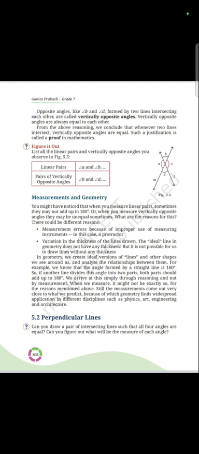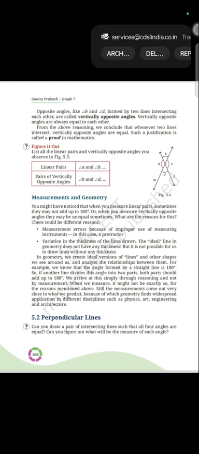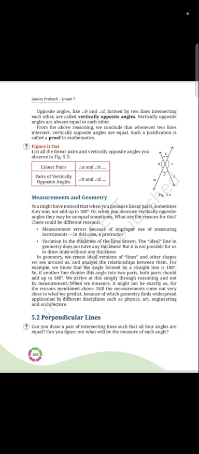Next one is your perpendicular lines. In the first topic we discussed parallel lines and intersecting lines. Second one is perpendicular lines. When two lines intersect in such a way that the angle formed between the pair of lines is 90 degrees, they are known as perpendicular lines. Like in figure 5.4 you can see that line M and line L form a 90 degree angle at the point of intersection.